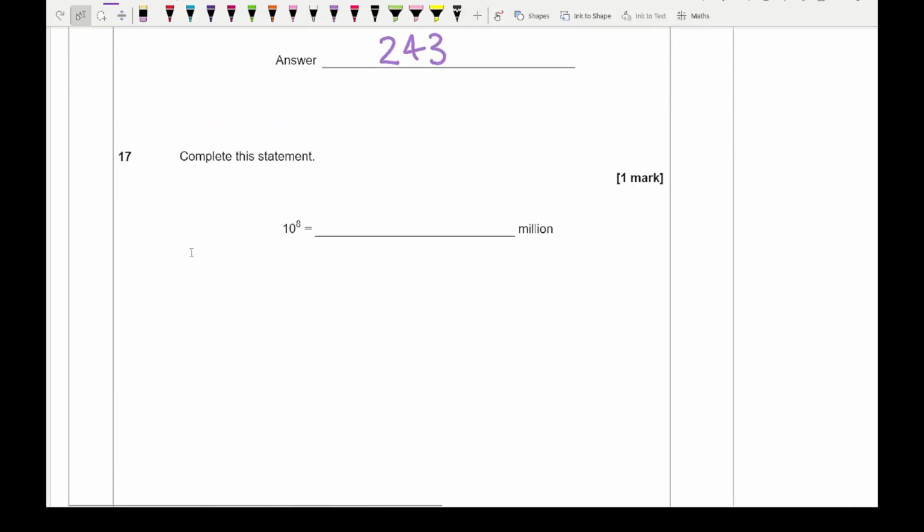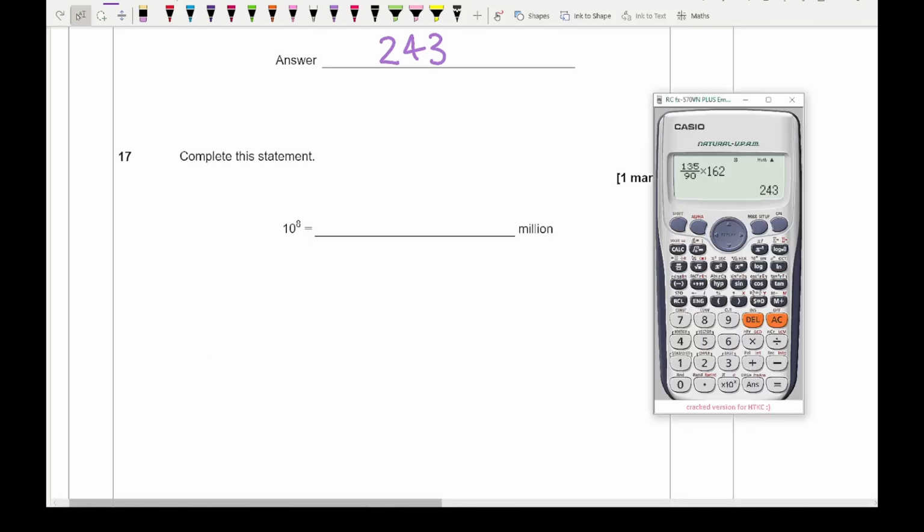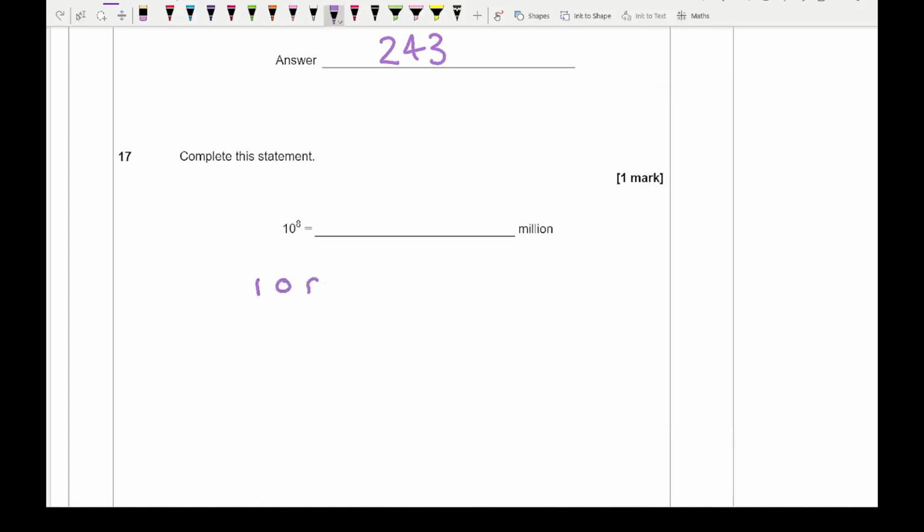Then moving on to question 17, it says complete the statement: 10 to the power 8 is how many million? So 10 to the power 8, I don't know if this will work on a calculator. Don't think it will, but we'll give it a go. Yes, it does. So here we've got 10 with 1, 2, 3, 4, 5, 6, 7, 8 zeros. And if we put a little dash next to every 3 zeros, so that's going to be 100 million.